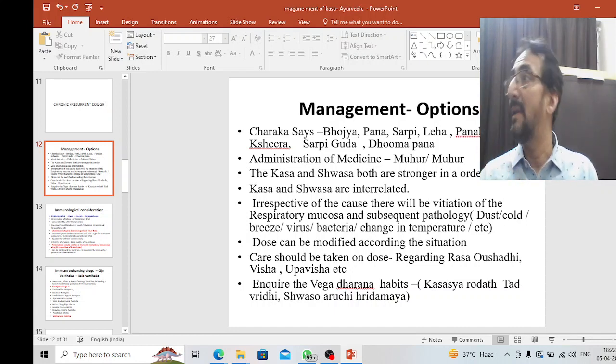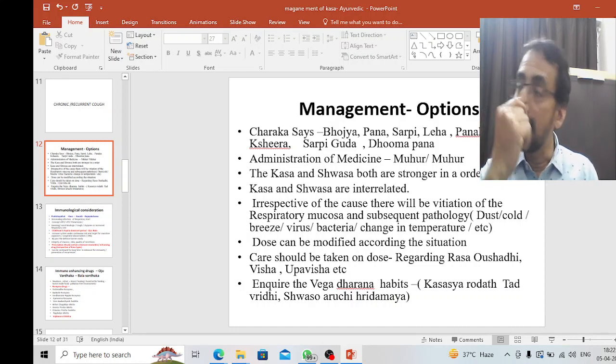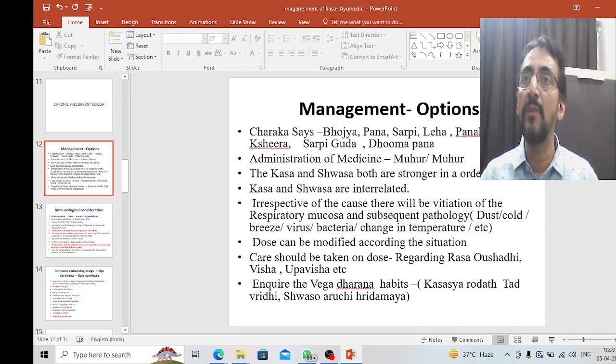And that is one important thing. Now, as we know, the Kasa which is happening is not only related to the respiratory tract actually, because if you see the cough, the whole physiology is involved in the production of the cough, starting from the abdomen, thorax, etc.